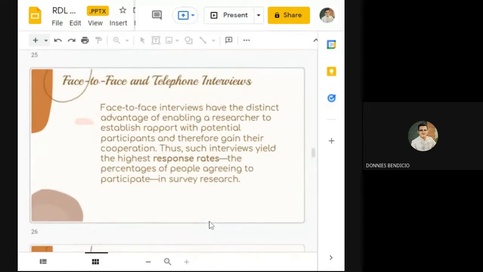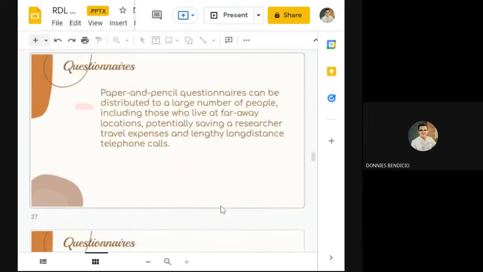Okay. So we also have face-to-face interviews have distinct advantage of enabling a researcher to establish rapport with potential participants and therefore gain their cooperation. Okay. Thus, such interviews yield the highest response rates, the percentages of people agreeing to participate in survey research. Okay. So sabi nila, mas effective daw itong sinasabi natin na face-to-face interview. Yung nakikita talaga natin yung mismong respondent. Unlike, magbibigay tayo ng questionnaire in random o kaya magpo-post tayo ng mga questionnaire natin online. So, mas mataas yung ating response rate gamit itong face-to-face. Kasi, mas nakikita natin kung willing ba sumagot ng questionnaire o kaya ng mga questions yung mga respondents natin.